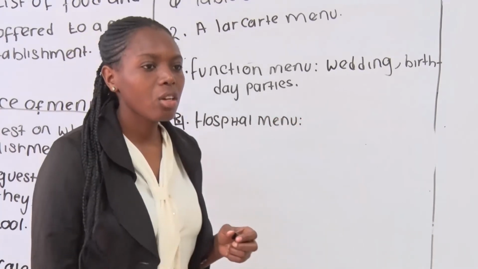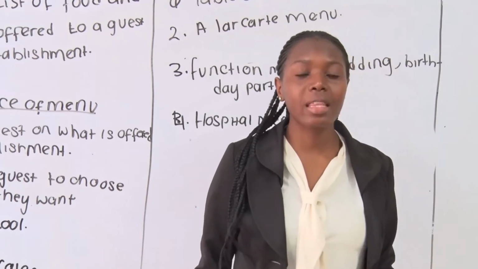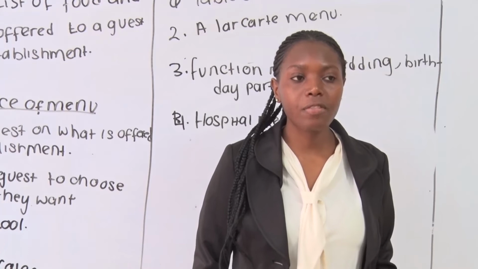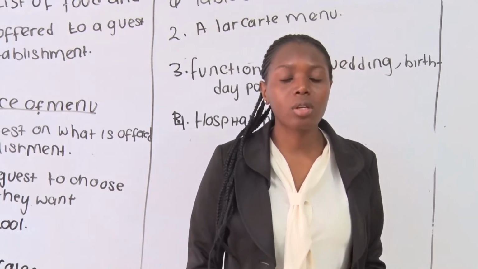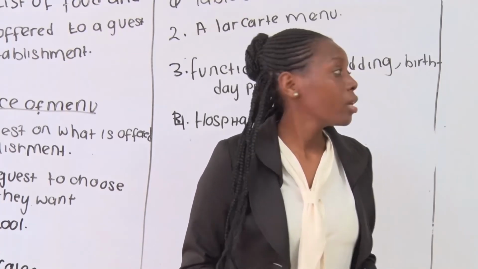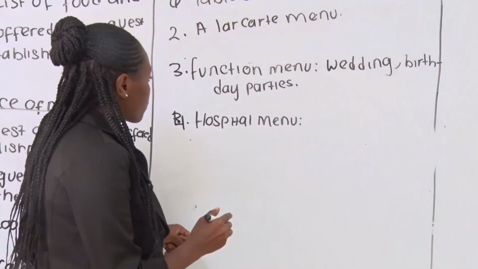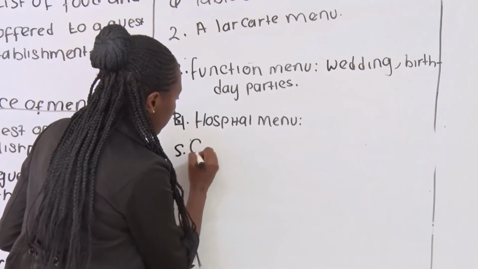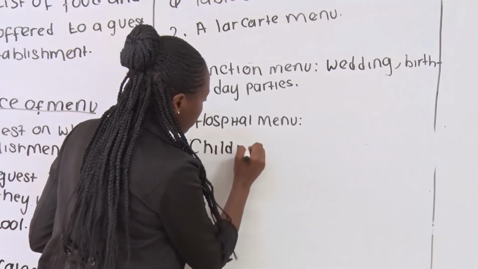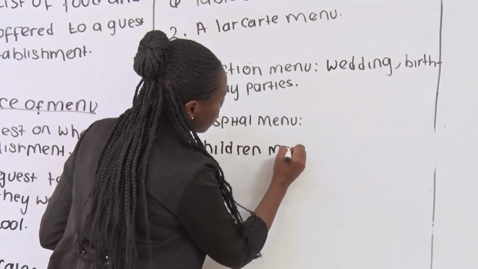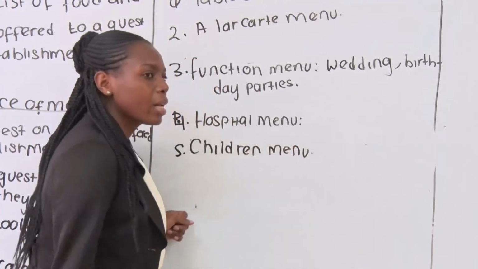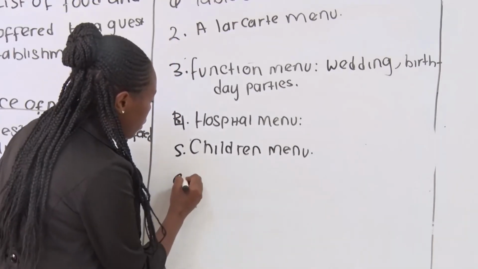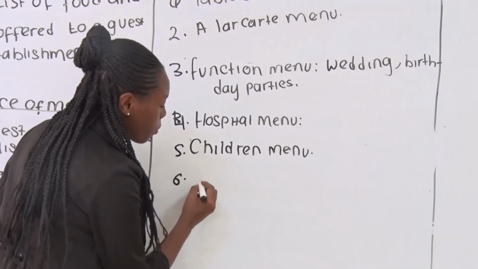When you are taking orders for patients, you are supposed to take the menu card the day before the service. If it will be used tomorrow, you are supposed to take the order today. Then another menu, we have children's menu, like the one that is used normally in schools. The other one we have is menu for people at work.